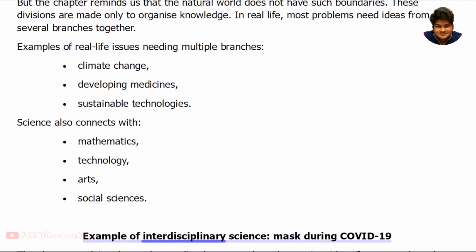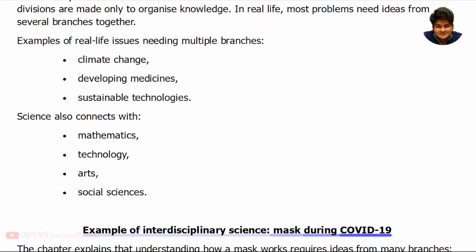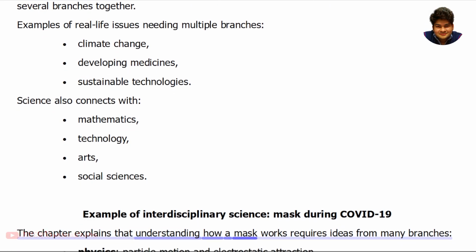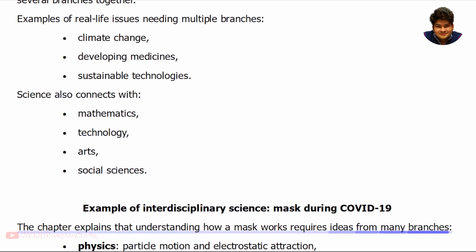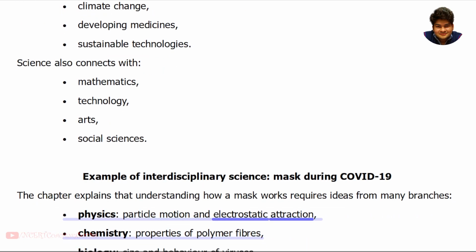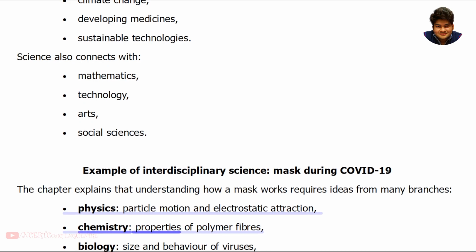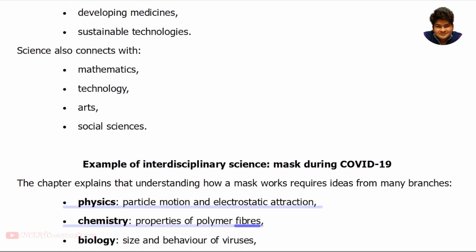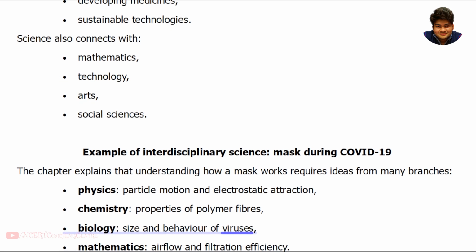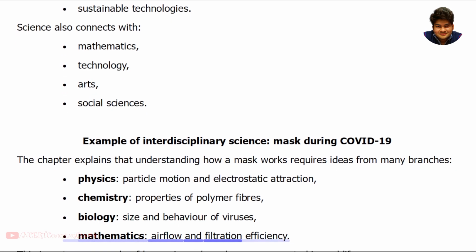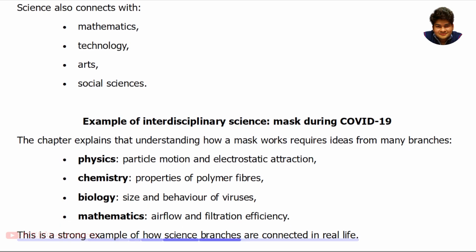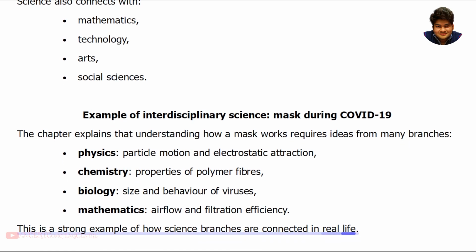Example of interdisciplinary science: masks during COVID-19. The chapter explains that understanding how a mask works requires ideas from many branches. Physics: particle motion and electrostatic attraction. Chemistry: properties of polymer fibers. Biology: size and behavior of viruses. Mathematics: airflow and filtration efficiency. This is a strong example of how science branches are connected in real life.